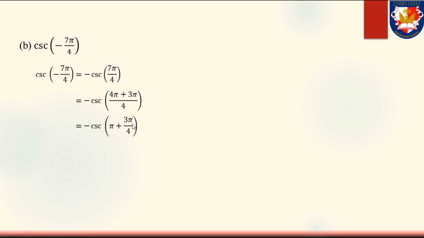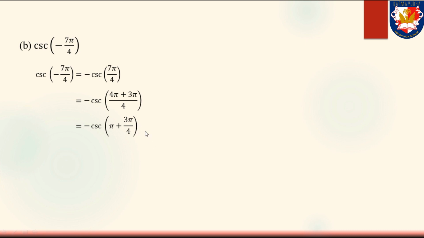Part B, cosecant negative 7π/4. Since cosecant is the reciprocal of the sine function, it is easy to observe that cosecant negative 7π/4 equals negative cosecant 7π/4, which equals negative cosecant of 4π plus 3π/4, which equals negative cosecant of π plus 3π/4.